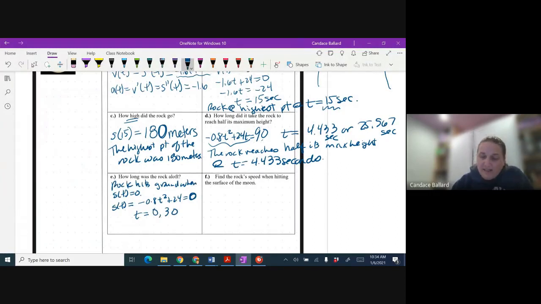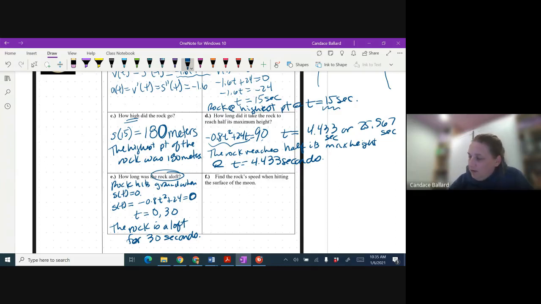And then let's write a concluding sentence. So the rock, and again, always go back to the nouns that are in there. The rock is aloft for 30 seconds. Make sure you always, always, always label whether it asks for it or not.